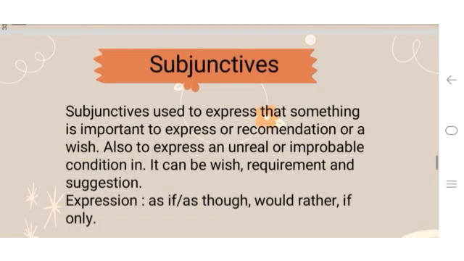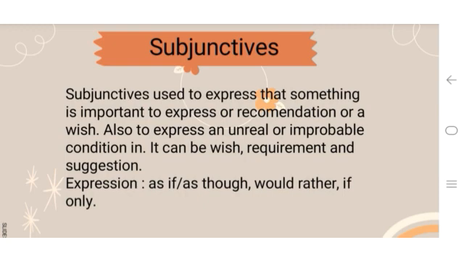Alright. Okay, that's all about conditional sentence. Now we move to subjunctive. Subjunctive is used to express that something is important, to express a recommendation or a wish. Also to express an unreal or improbable condition. It can be wish, requirement, and suggestion. The expressions usually used are as if, as though, would rather, and if only.